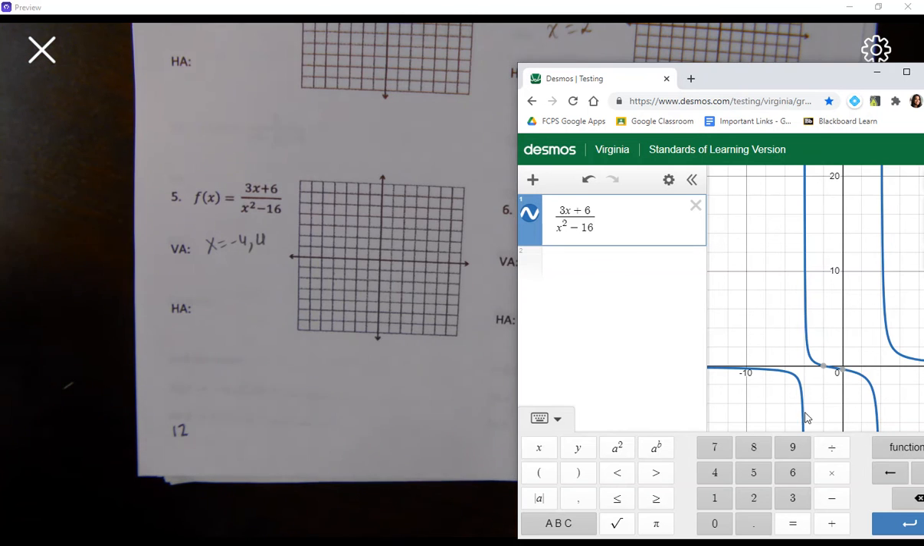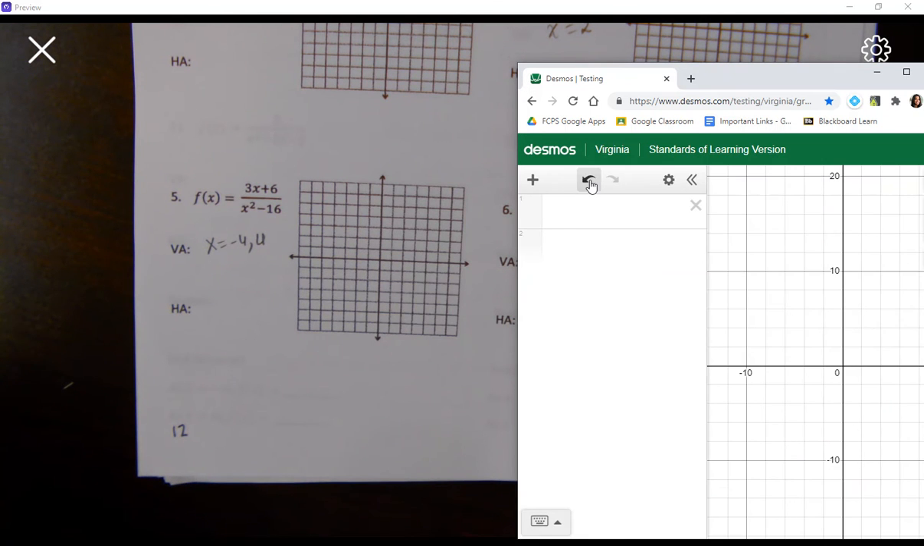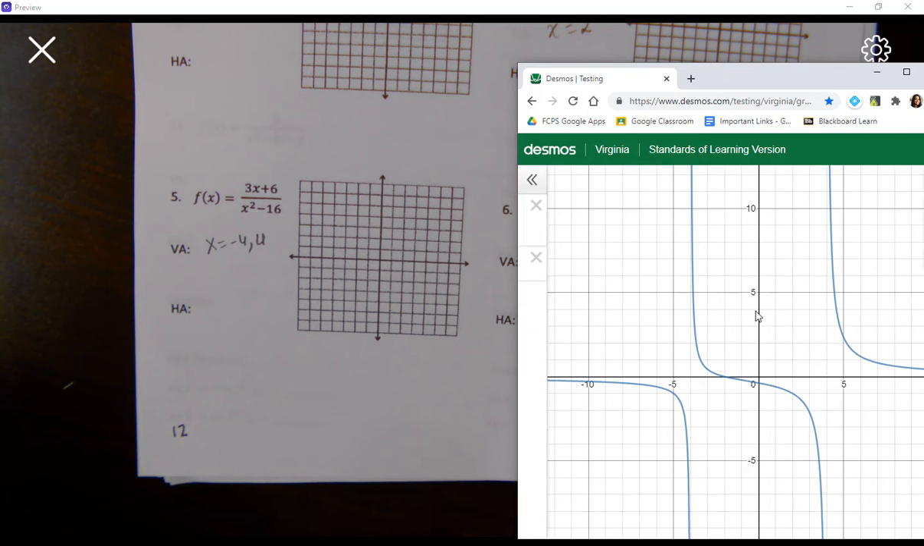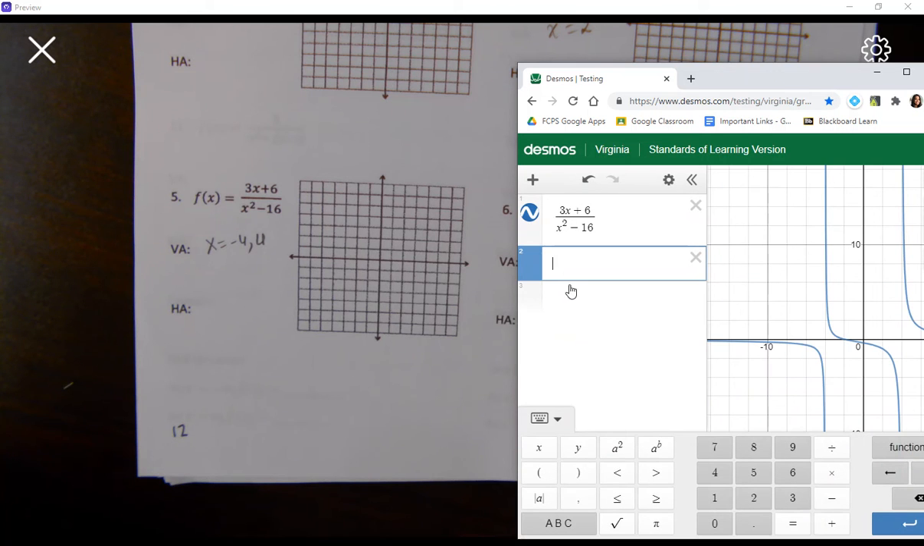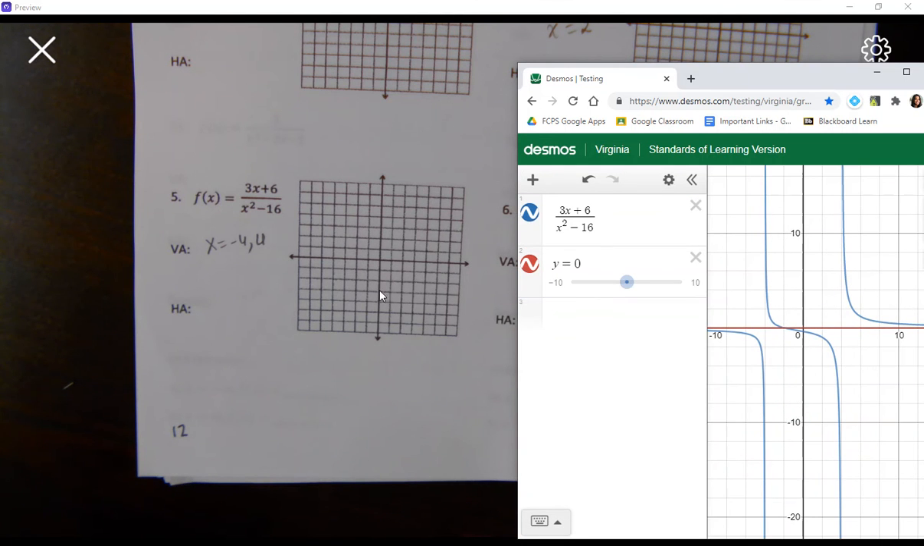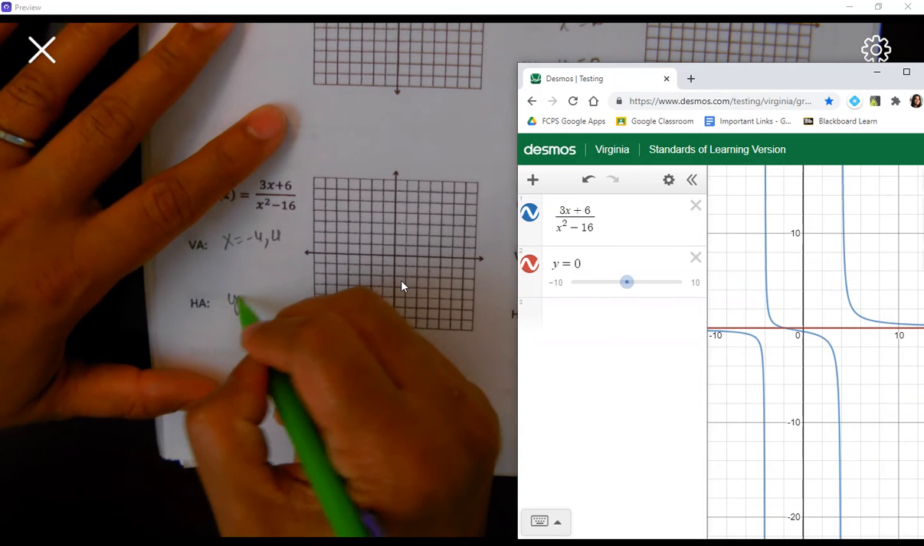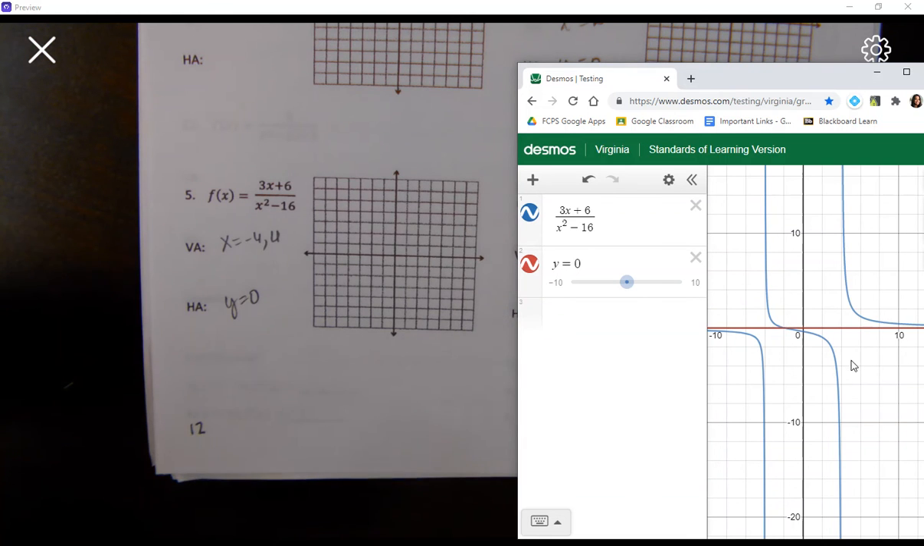Now the horizontal asymptote is towards infinity. So basically we're looking at the end behavior. Okay, we're looking at the end behavior here. So like here, I would say that my horizontal asymptote is going to be at y equals 0. So it's right there, y equals 0. Even though it's cutting it right here, we don't really care about the middle part. We only care about the end behavior right there.